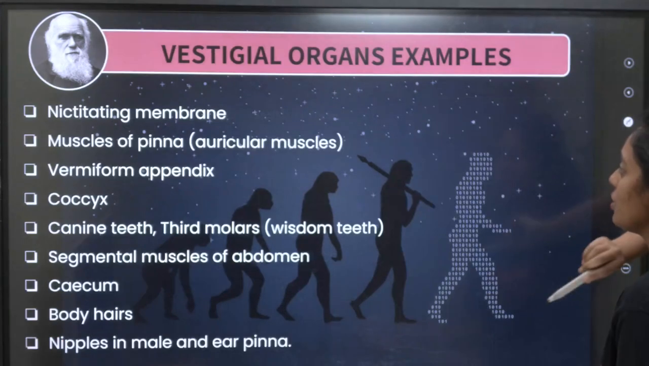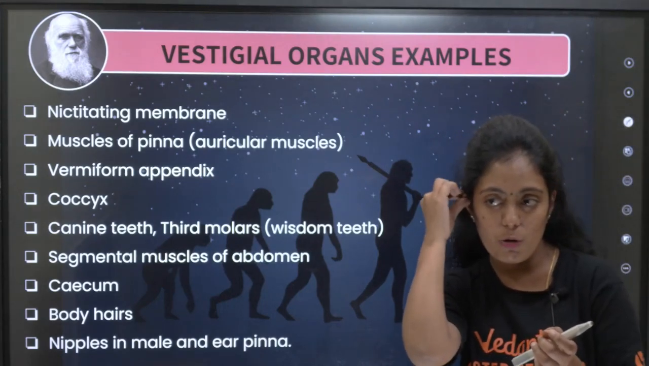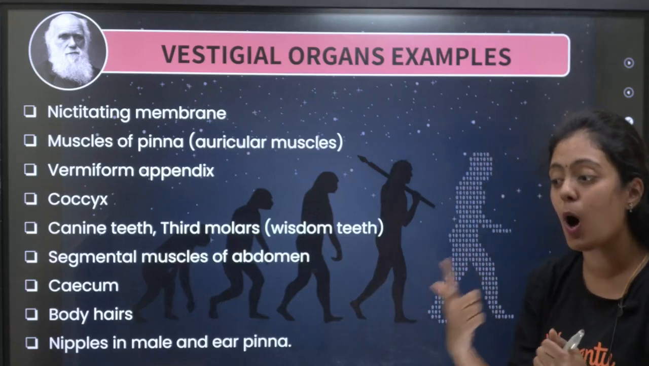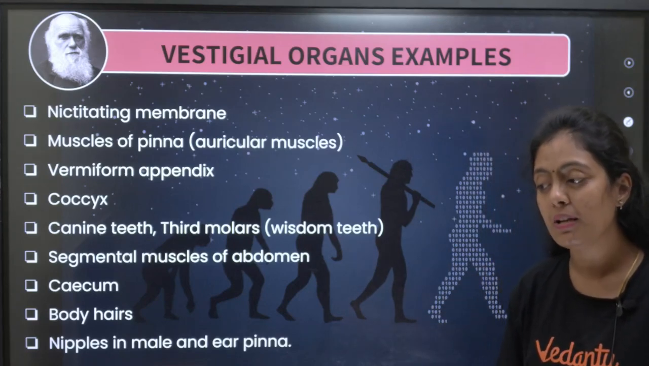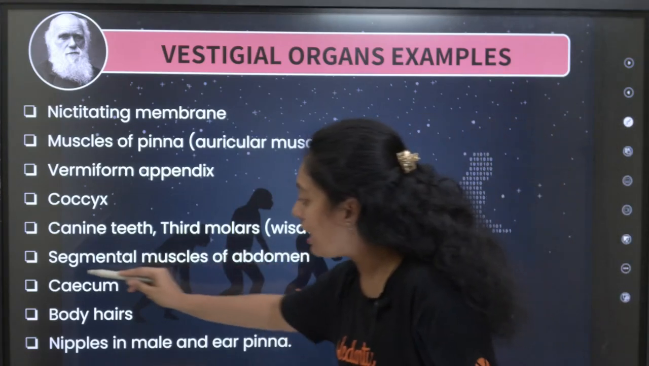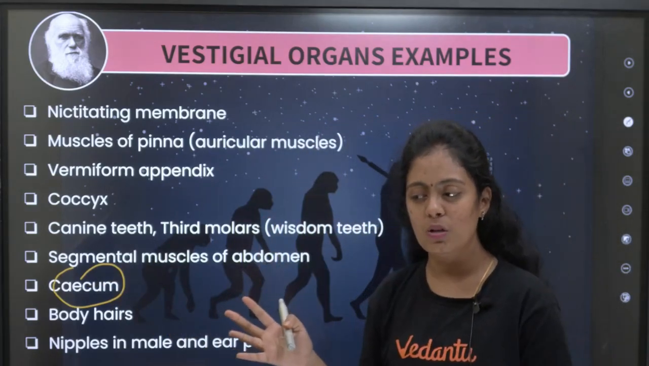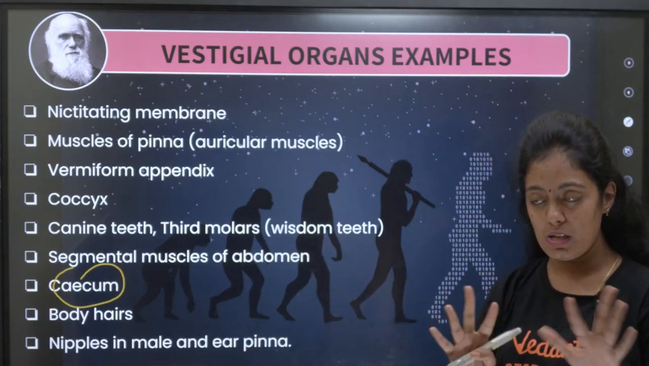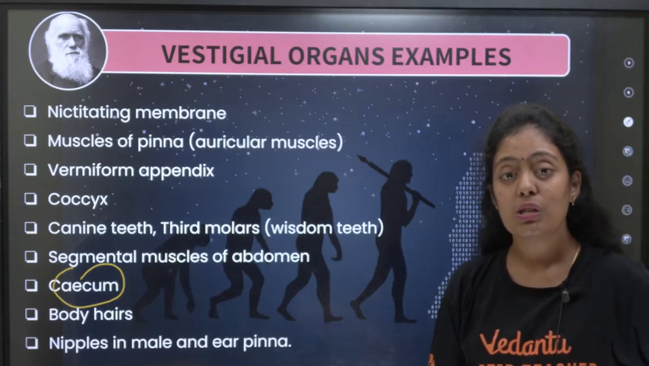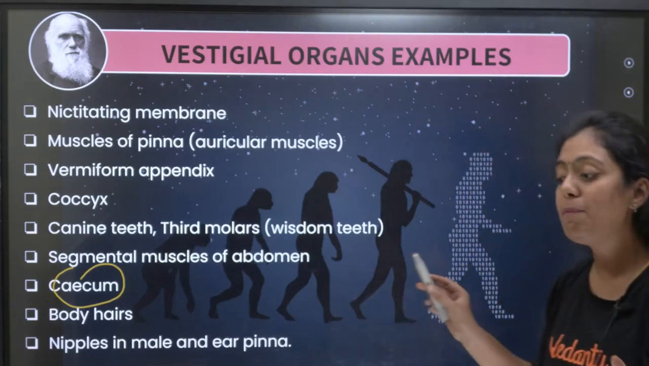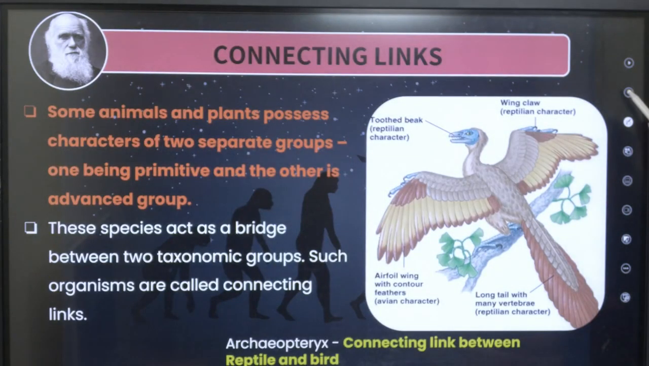Romba romba mukkiyamana vishayam. Okay, nictitating membrane, muscles of pinna. Inga nam pinna la muscle irukku. Vermiform appendix, coccyx, canine teeth, third molar teeth, segmental muscles of abdomen, cecum, because earlier man used to eat all this raw leaf, everything raw. Appa cecum use aachu, ipo cecum use agala. Body hairs, okay, why? Early men used to not wear any clothes, so he needed body hair. Okay, then nipples in male and ear pinna. These are some examples of vestigial organs pasangala.